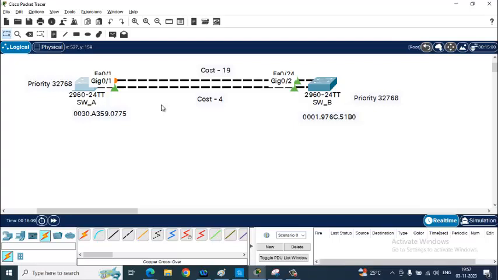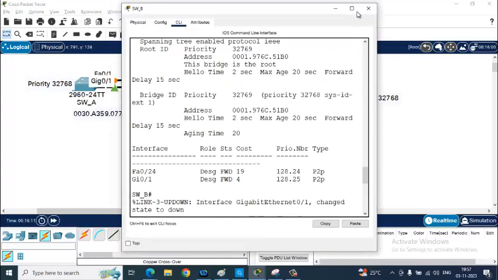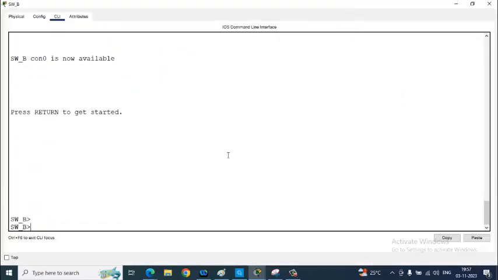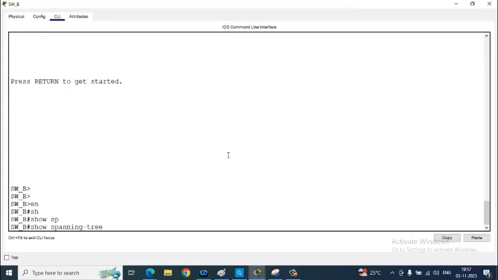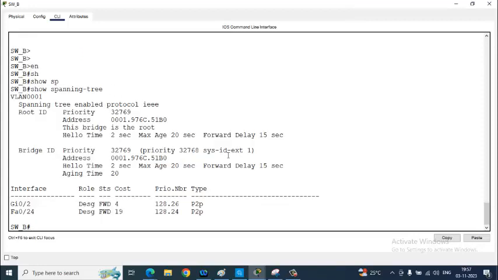So when I check the command show spanning tree, which we have not enabled, it is by default enabled, you can see this is the priority, and this is the MAC address. Because this is a root switch, the MAC address is same in this field as well as in this field. Whereas the other switch, if you see, is not a root switch.